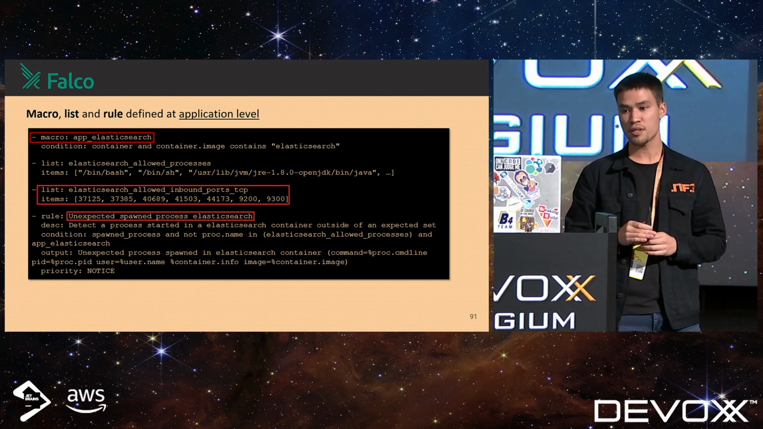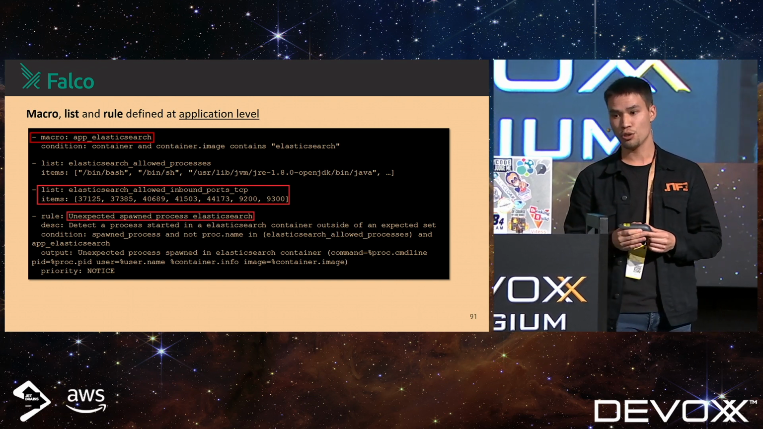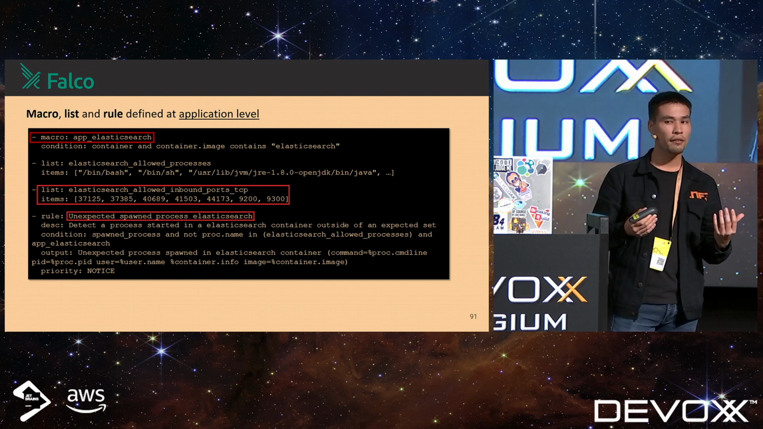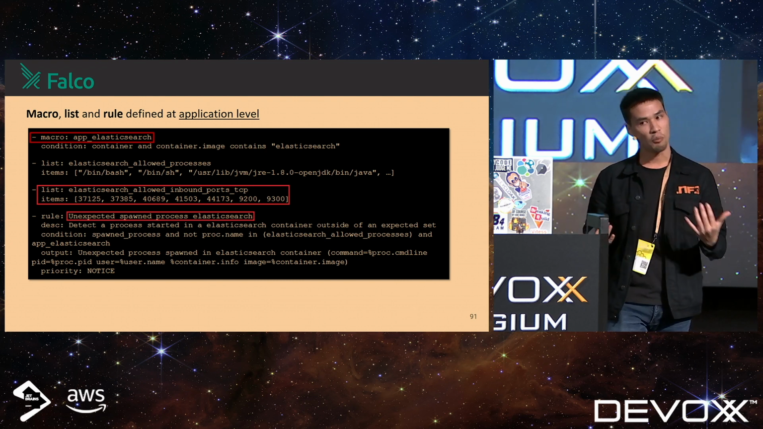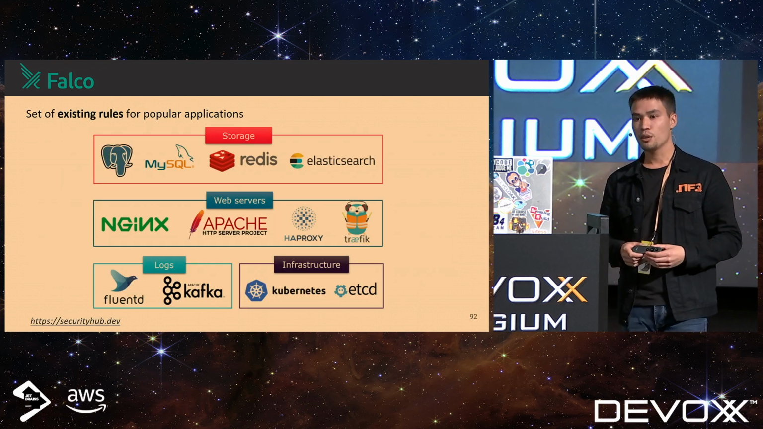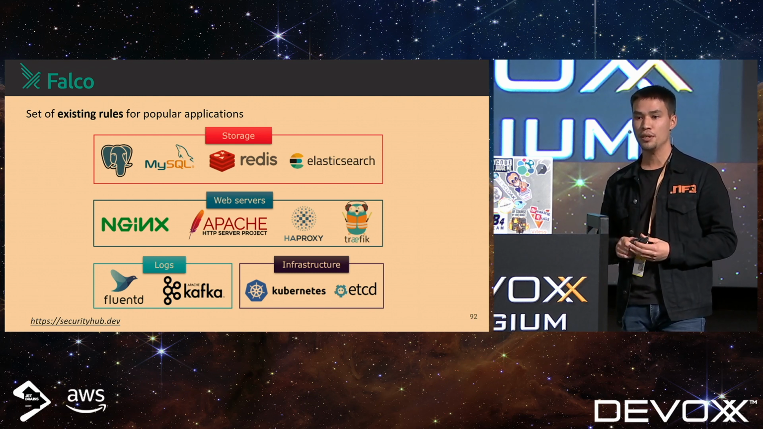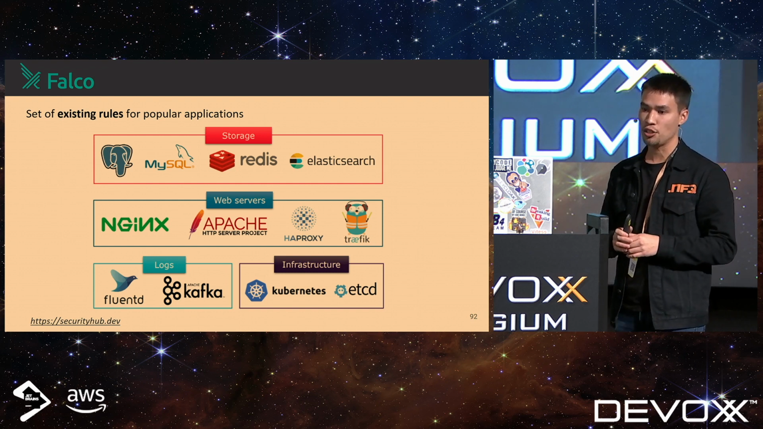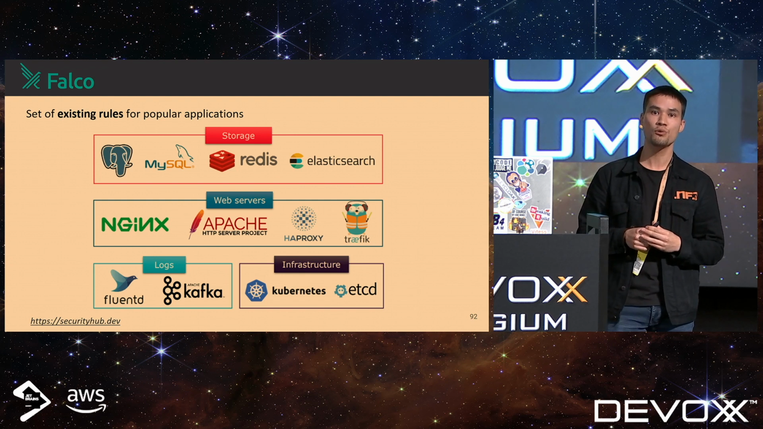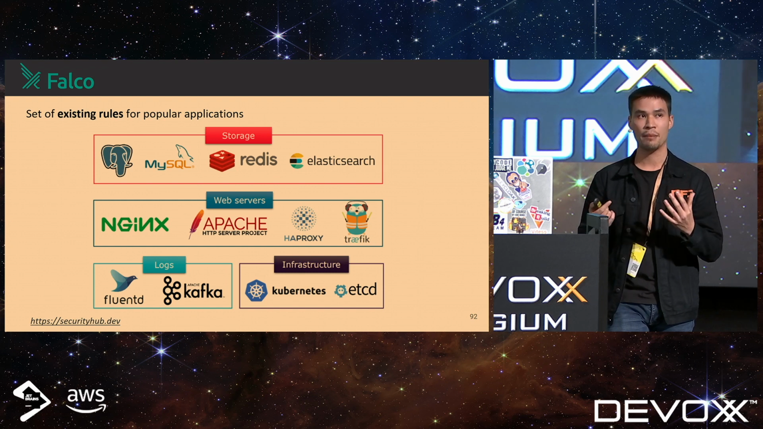The same is happening with a set of processes that are expected to run in Elasticsearch. Elasticsearch runs a lot on Java and the JVM. If suddenly we have a PHP process inside a container, maybe something weird is happening and we should be alerted. Again, a set of rules already exists for different very popular applications: Nginx, Traefik, HAProxy, Kafka, Redis. So we can also make use of these rules to enrich a bit the way we observe our application.